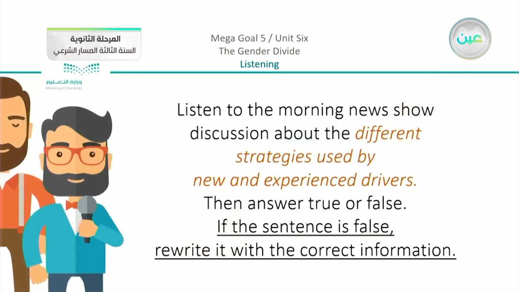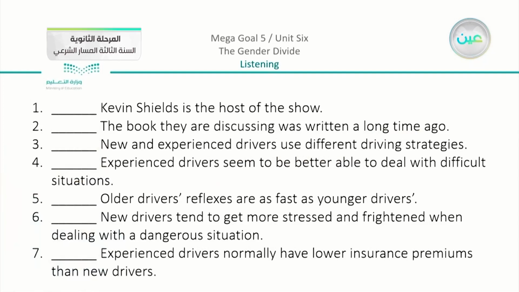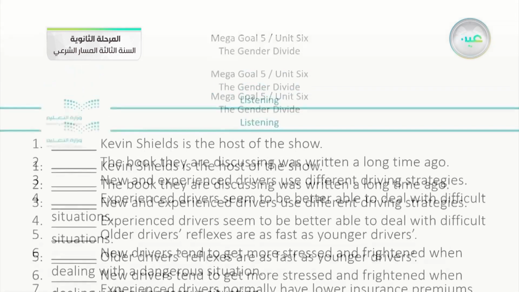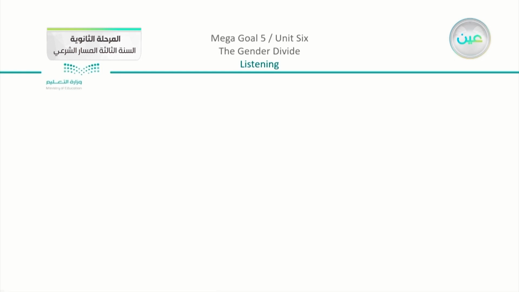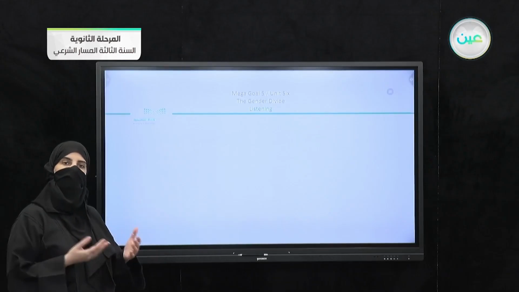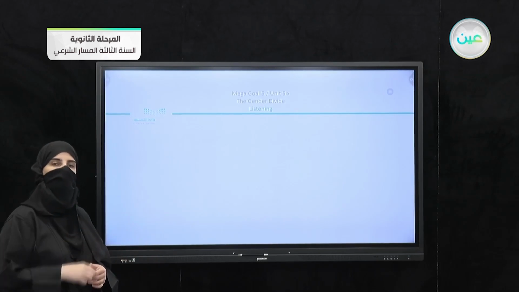Now in your book, we have the listening part. Listen to the morning news show discussion about the different strategies used by the new and experienced drivers. Then answer true or false. If the sentence is false, rewrite it with the correct information. So we are going to learn more about a kind of interview. We are going to listen, and we do know that there is a comparison between new drivers and experienced or old drivers. So we have here the true or false statements. We are going to listen to the conversation, and then we will see which one is true and which one is false, and we will correct.